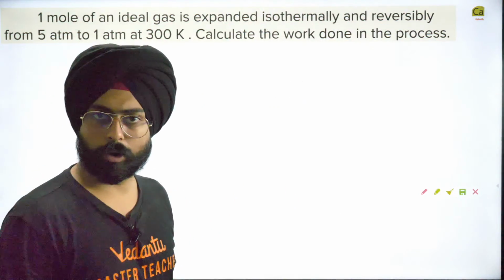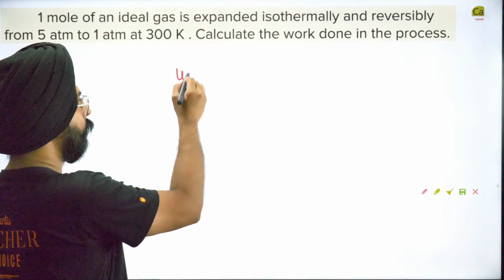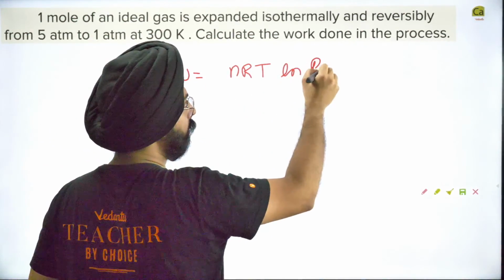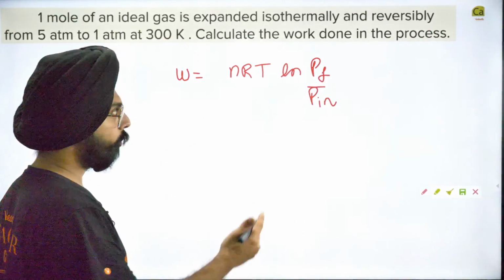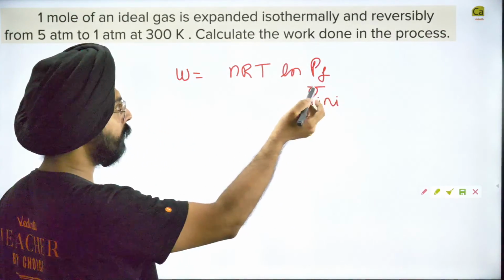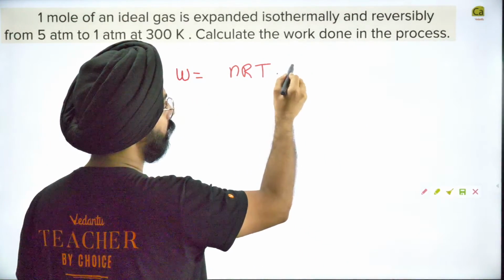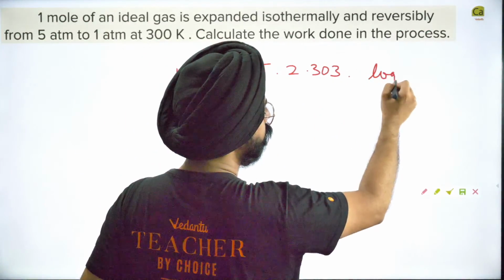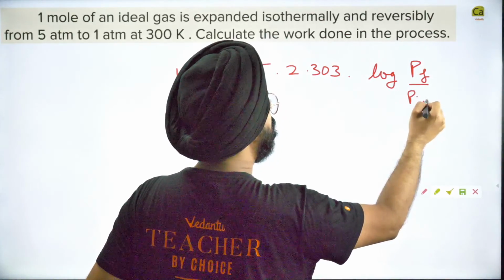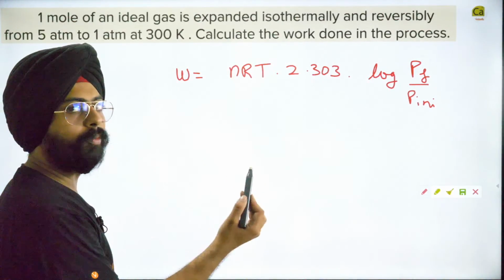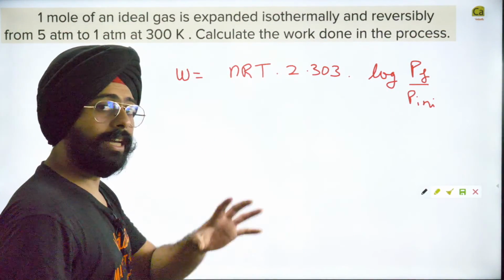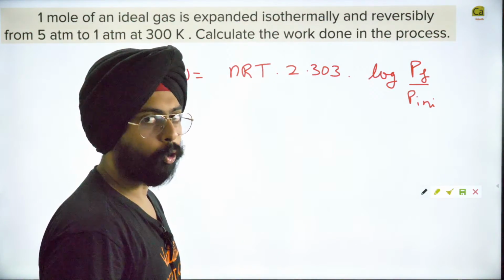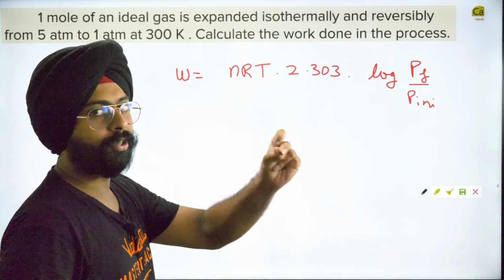Simple, nothing complicated about it. We just learned the formula. W is equal to nRT ln of P final upon P initial. Or you can do minus nRT ln P initial by P final. कर सकते हैं. Ln P final upon P initial can be written as 2.303 into log of P final upon P initial. So now it's all about filling in the values. Let's do some calculation. In NEET examinations, such questions are also common. NEET exam में इस तरह के questions are asked quite often.